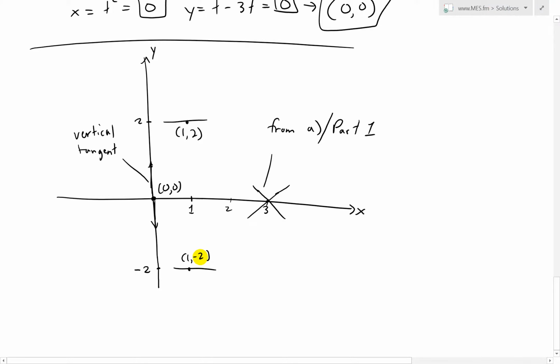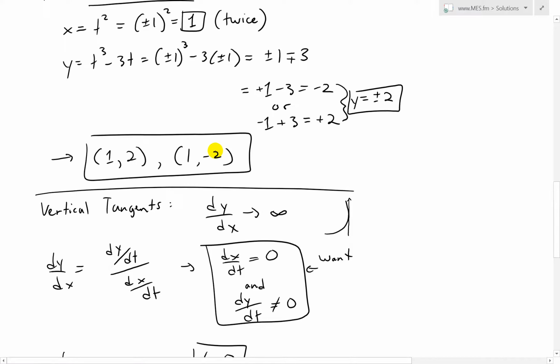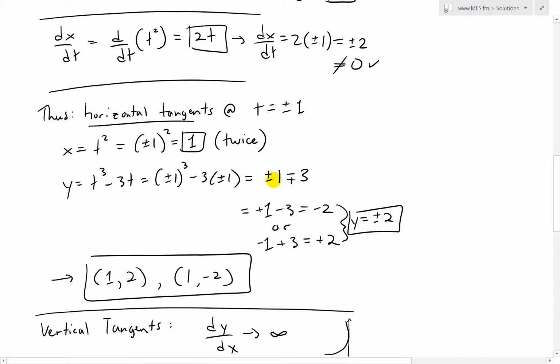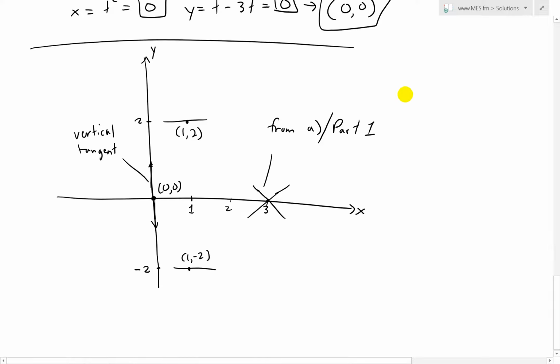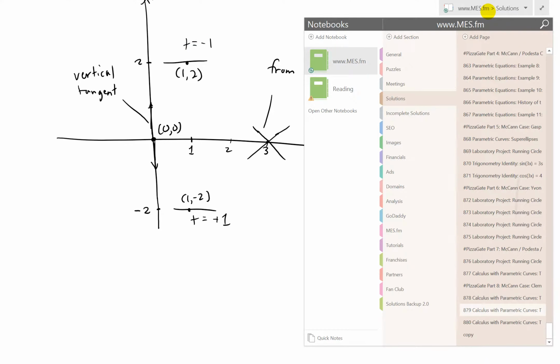And at these points over here, when we have the negative y, this is when we plugged in plus t. So when we plug in plus 1 as t, we get the -2. So then this area right here is at t is equal to plus 1. Here it was at t equals -1, like that. Just so we know the direction.